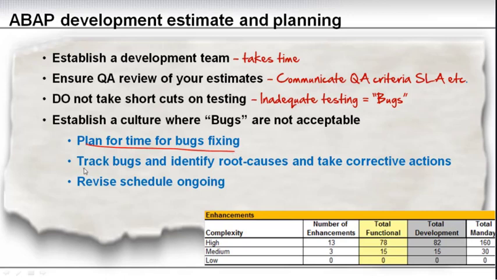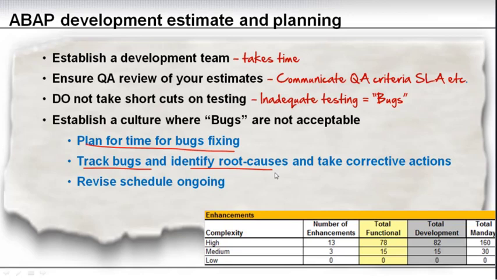You need to track the bugs and identify the root causes, especially if it's a long project or you have several phases of your project. You need to identify the root cause so you can take corrective action and increase the quality of the process, or whatever it is that is causing these bugs to happen and be sent out by the development teams. You need to catch those bugs at the source, and that is the development team.